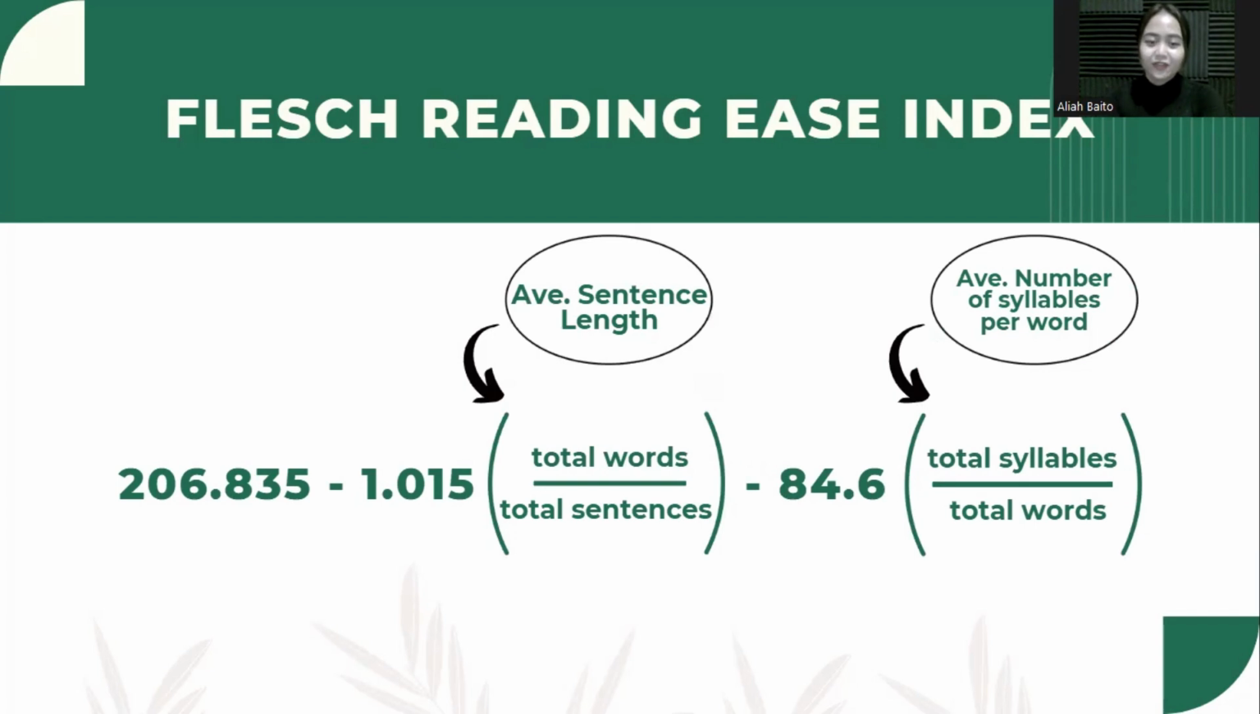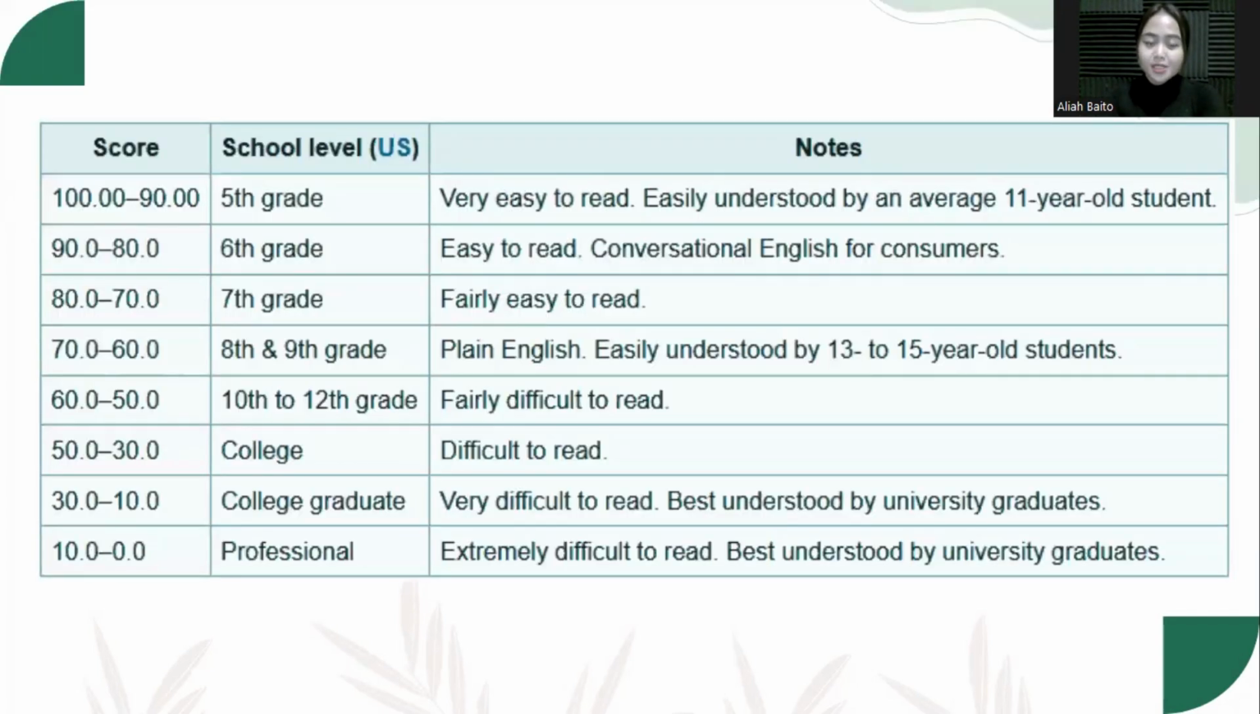Sige, tuloy tayo. So, after we get the scores, we can refer to this table and interpret the results to understand the readability level of our text. In the Flesch Reading Ease test, higher scores indicate material that is easier to read, and the lower numbers mark passages that are more difficult to read.